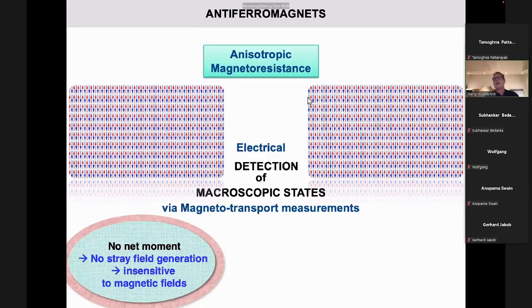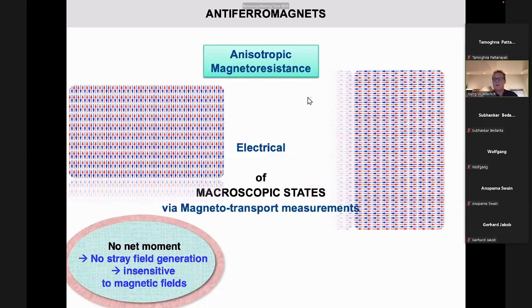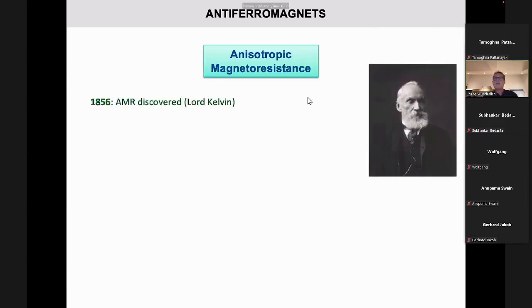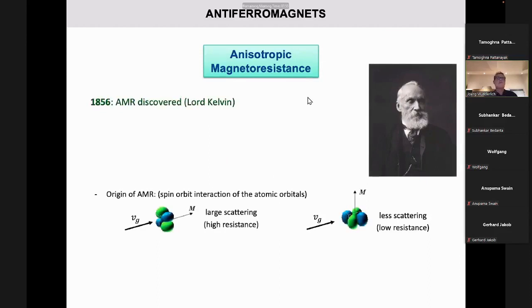orthogonal antiferromagnetic states. And this is a very old effect, known for about 170 years, the so-called anisotropic magnetoresistance effect. This effect was discovered by Lord Kelvin, as I said, about 170 years ago. And the origin is in principle a scattering of itinerant electrons on magnetic orbitals via spin-orbit interaction, which makes the scattering probability different depending on the magnetization orientation.